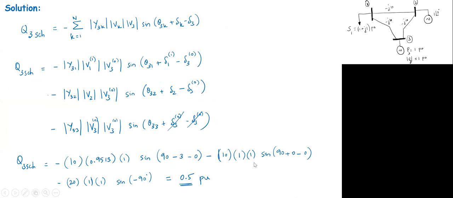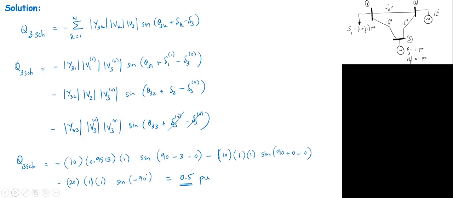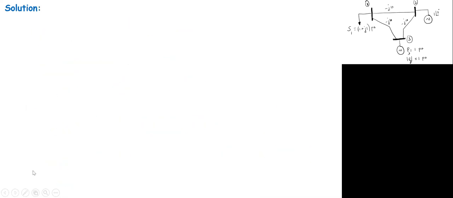Okay, so we have solved for Q3 scheduled. The reason why we needed to solve for Q3 scheduled was we had to use this value to substitute into this expression of V3, and solve for bus 3 voltage. That's the reason why we needed Q3. So we have solved for that, and now we can proceed.